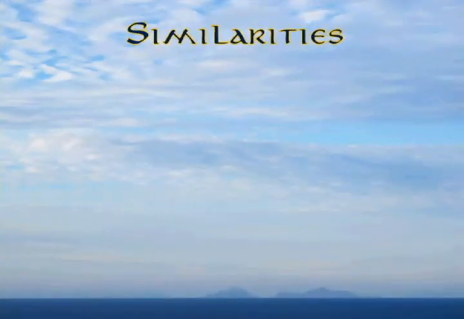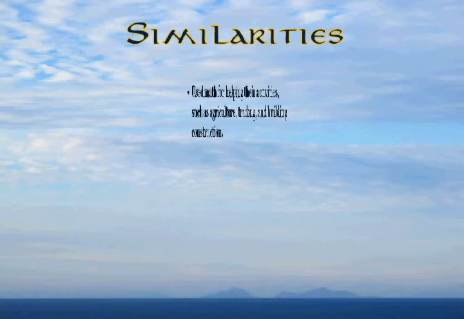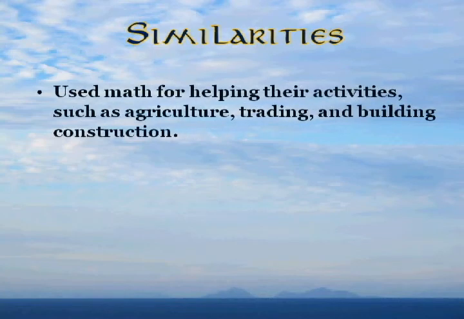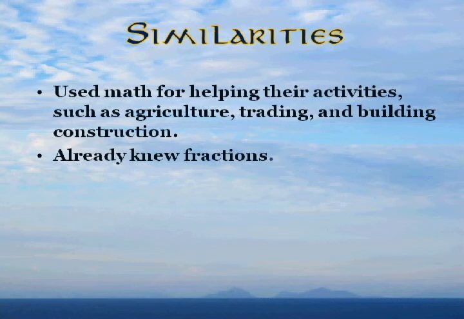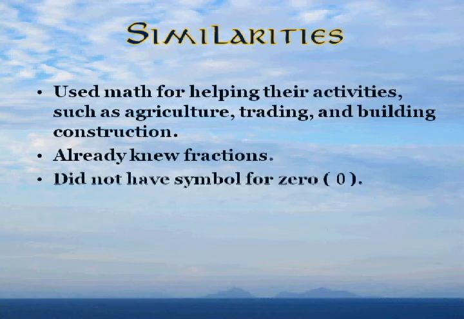Moreover, both civilizations had similarities. Both civilizations used mathematics to help their daily activities, such as farming, trading, and building construction for the geometry. And also, they already knew about fractions, and they did not have a symbol for zero.